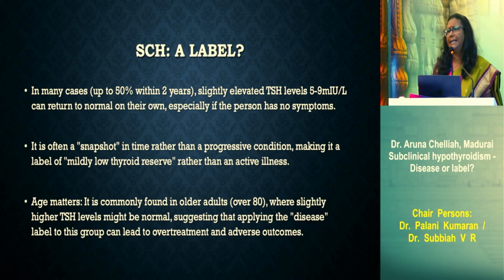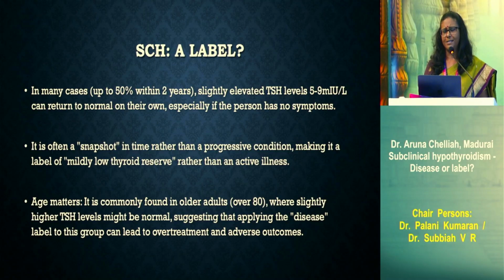Now, when do you call it a label? Transient cases, that's exactly what Varun said. In many cases, up to 50% within 2 years actually resolve, even with 6 to 9. Even a patient with a TSH greater than 100, we have seen, we have treated, and the patient has completely resolved and reversed. So when you have a profound hypothyroid patient who could reverse, here again, this can be a transient one. So don't be very fast to write the prescription, please.